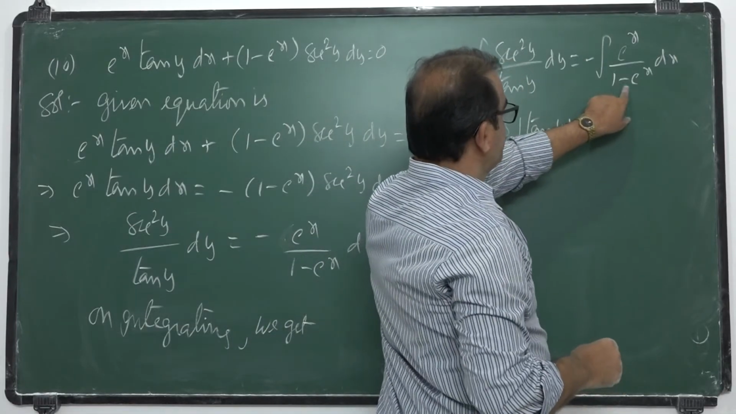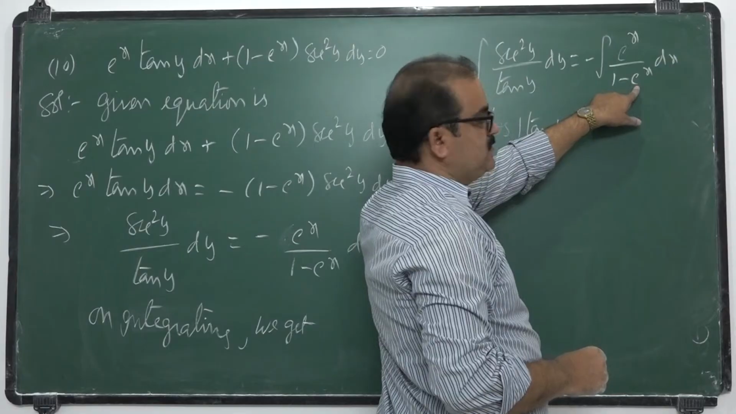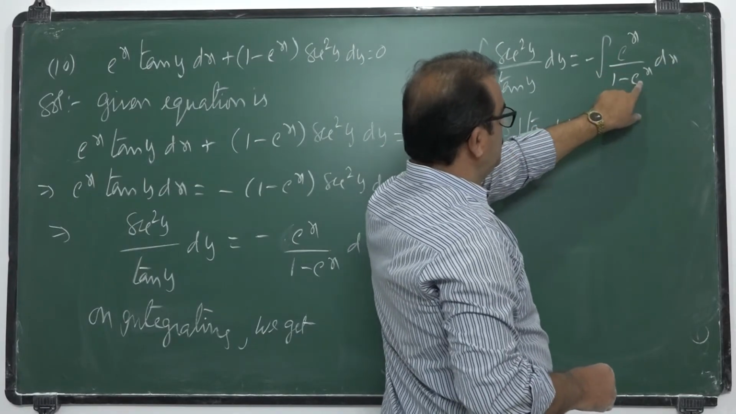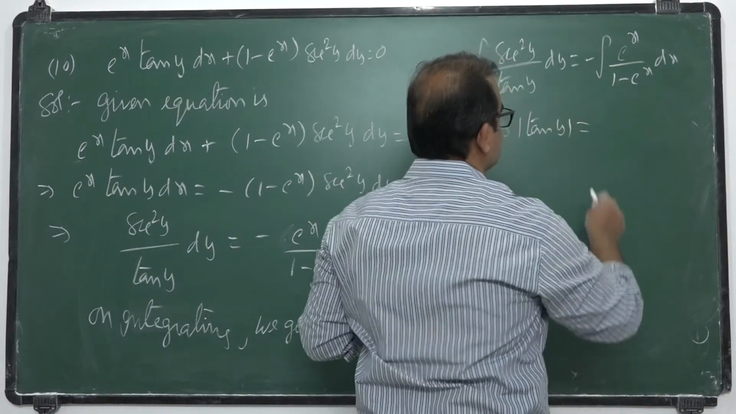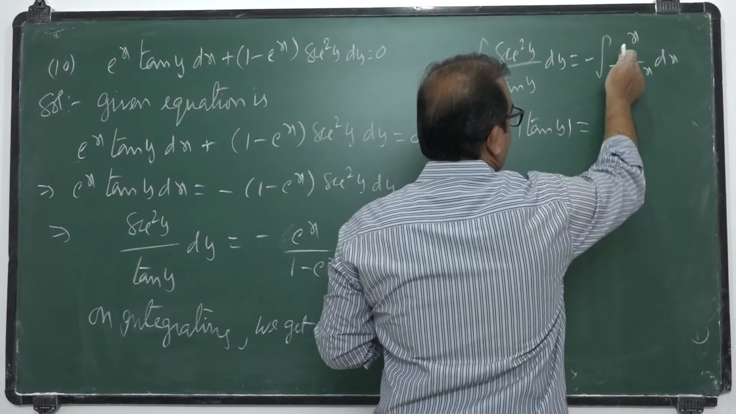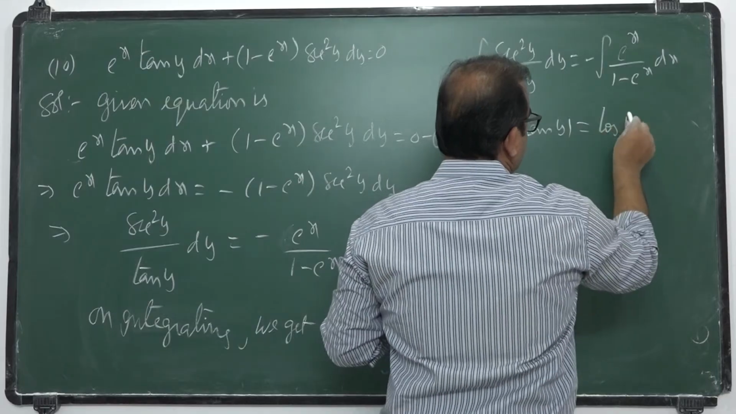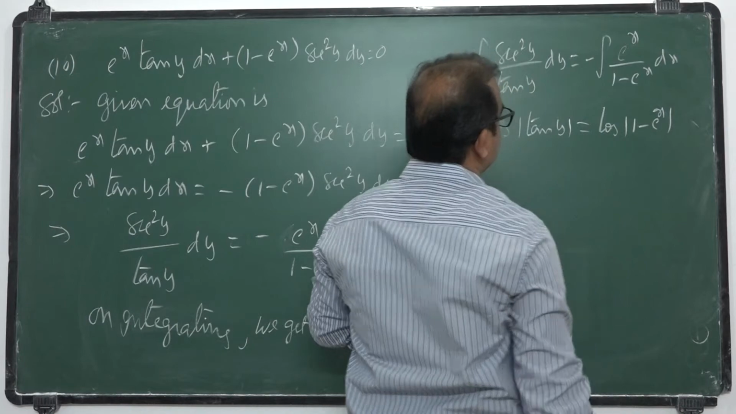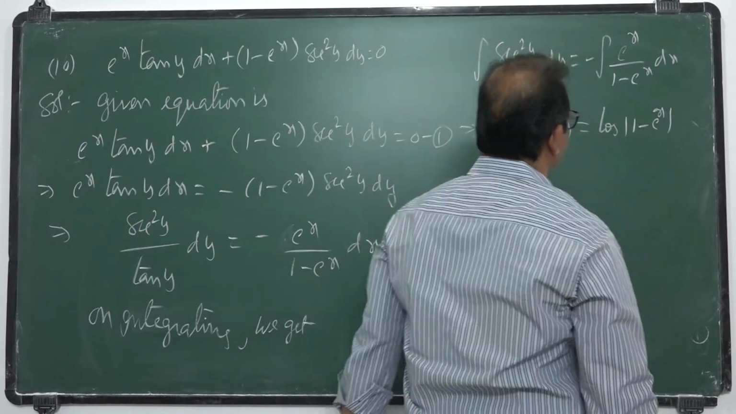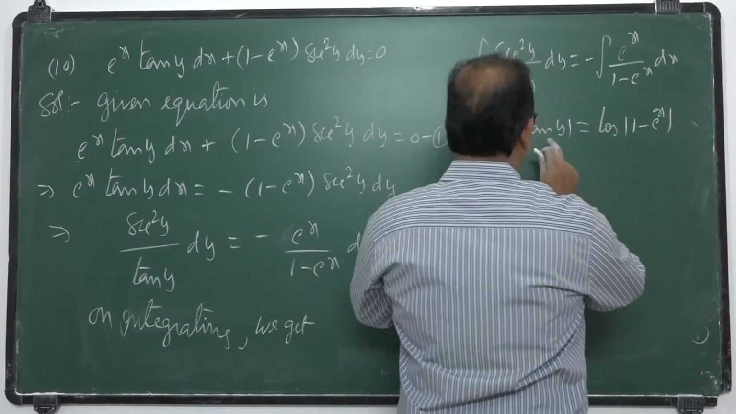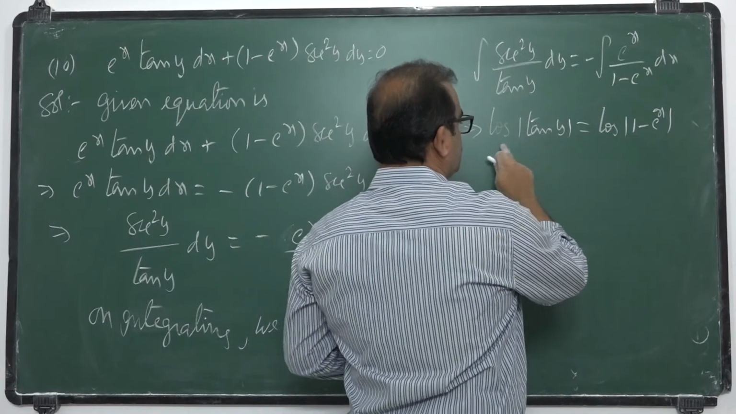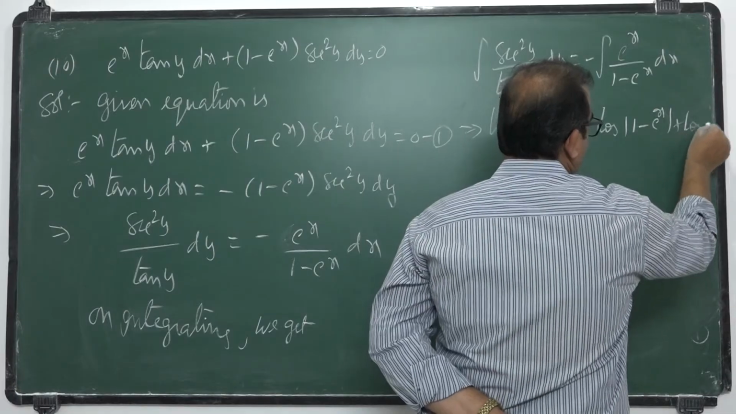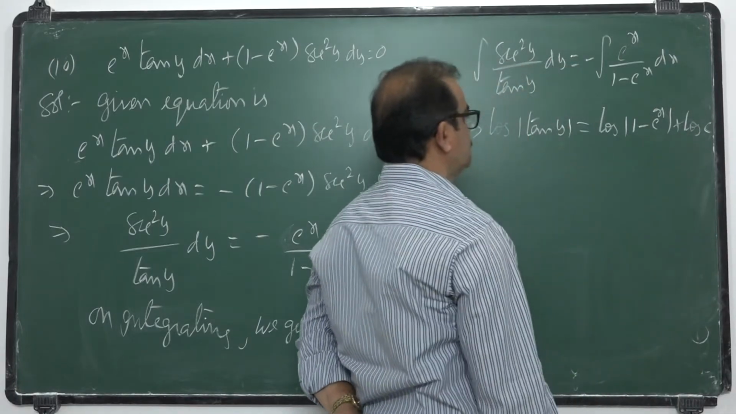Here also, what is the derivative of 1 minus e power x? Minus e power x. Derivative of 1 is 0. Derivative of e power x is e power x. So the numerator is the derivative of the denominator. Its integration is log of the denominator. If there is a logarithm on the variable y, we take the constant as log c.